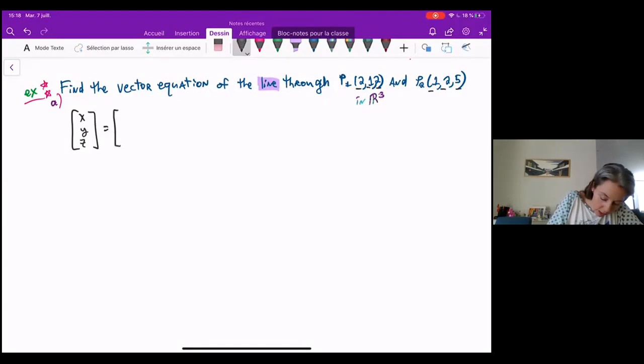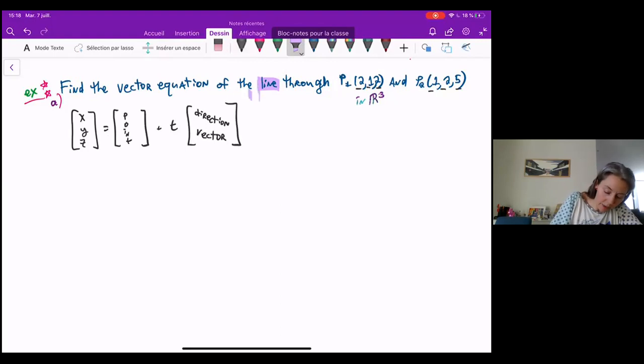So this is going to look like some point plus t times the direction vector. So these are the things that I need. I need a point and I need a direction vector. Well, I clearly have 2 points. Either one of them can go there. It doesn't matter. That just has to be some point on the line.